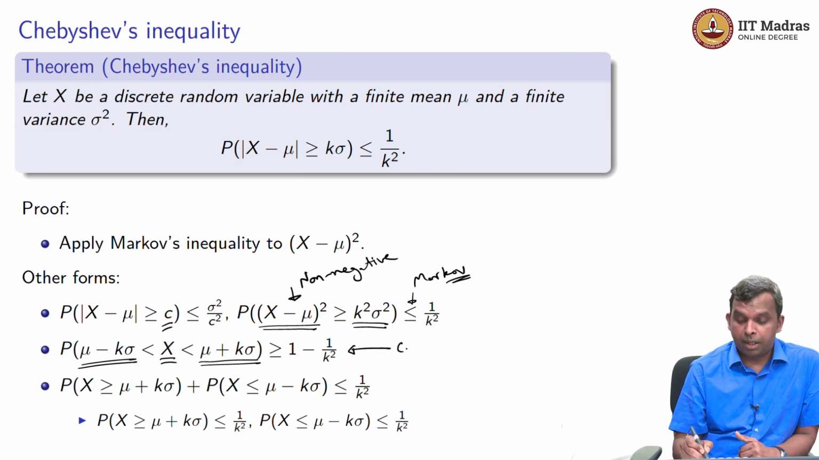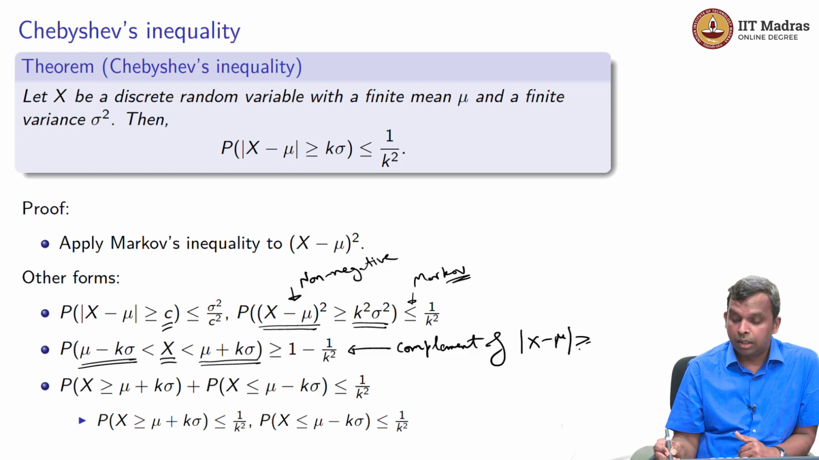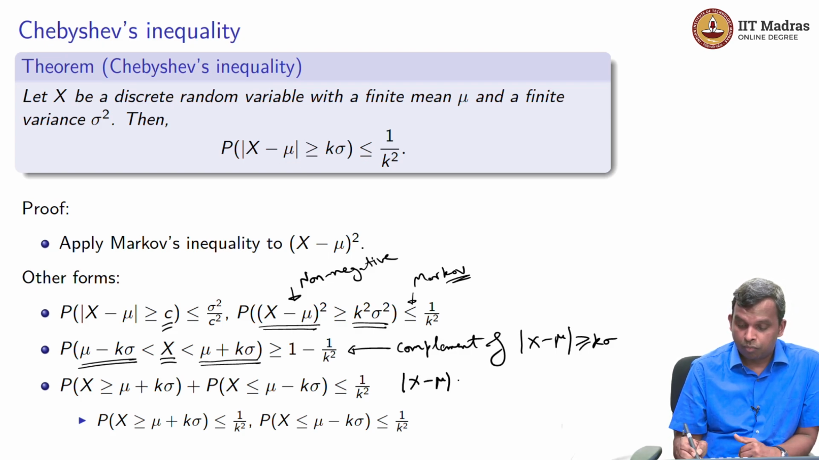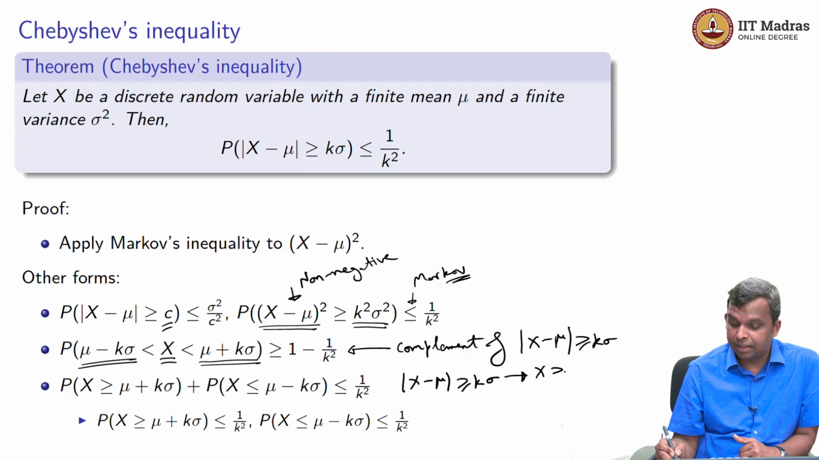This is the complement of |x − μ| ≥ kσ. Another way to write this: |x − μ| ≥ kσ happens in two cases. The first case is x ≥ μ + kσ, or x ≤ μ − kσ.